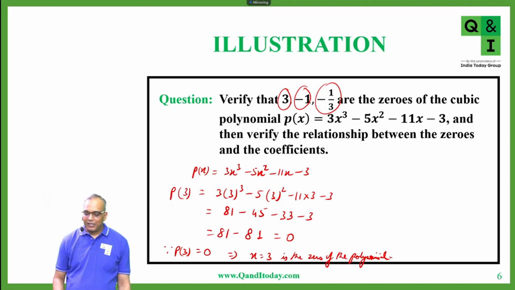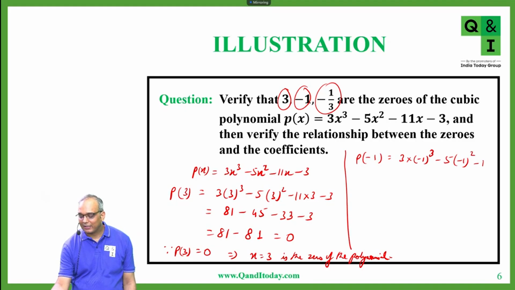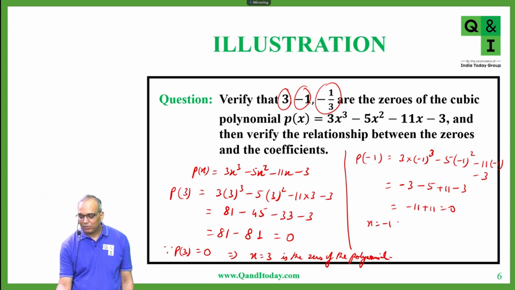So since P of 3 is equal to 0, this implies that x is equal to 3 is a zero of the polynomial. Now we will have to check it for minus 1 and minus 1 by 3 as well. Quickly check it for minus 1. p of minus 1 will be 3 times minus 1 cube minus 5 times minus 1 square minus 11 times minus 1 minus 3. So this is minus 3 minus 5 plus 11 minus 3. This is negative 11 plus 11, which is 0. So again, x equal to minus 1 is a zero of the polynomial.